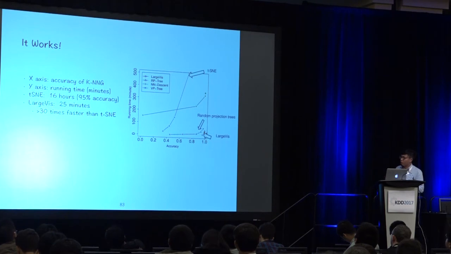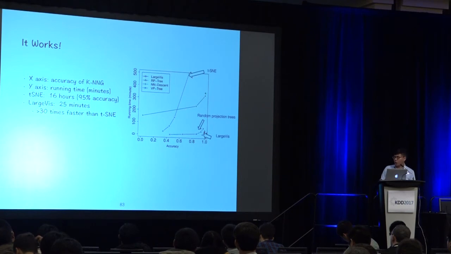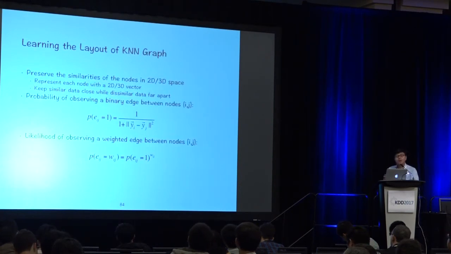And on 3 million points, in order to get 95% accuracy of the k-nearest neighbor graph, t-SNE takes as long as 16 hours, but LargeVis only takes 25 minutes, which is more than 30 times faster. So once the k-nearest neighbor graph is constructed, we also have to map it into two-dimensional or three-dimensional space.